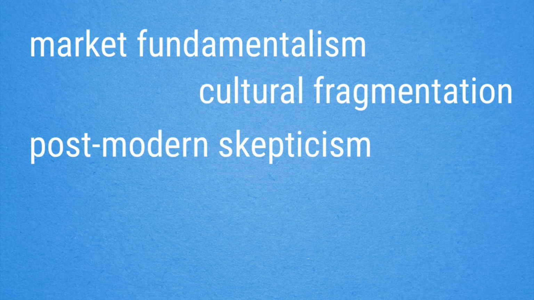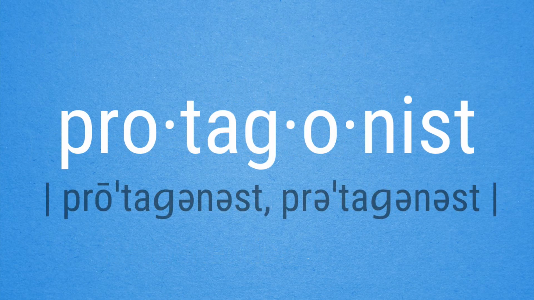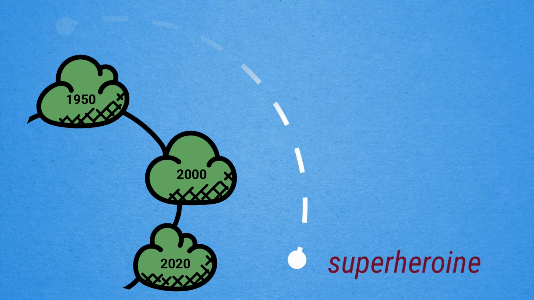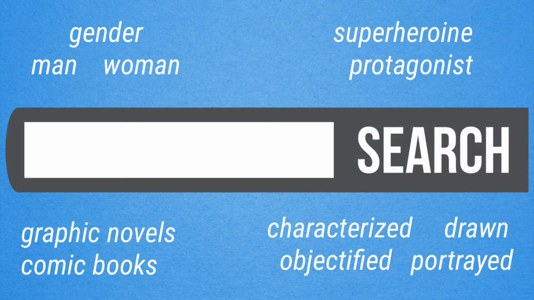Next, pay attention to complex and unfamiliar keywords. These are often used in academics and will help you find scholarly articles. For example, the word protagonist seems like something a professor might use. Also consider historical keywords. How have your keywords changed over time? For our example, superheroine probably won't be in sources from the 1960s. Now that we have some keywords, let's start searching.